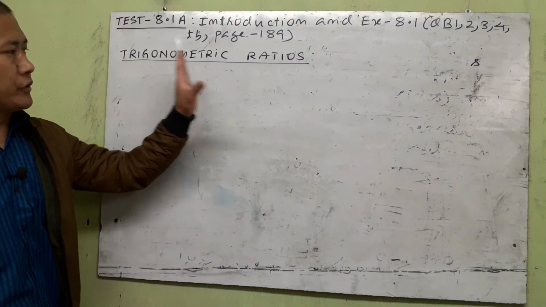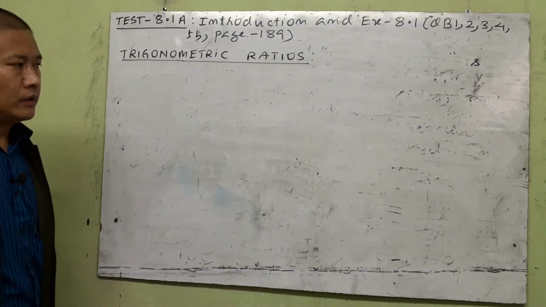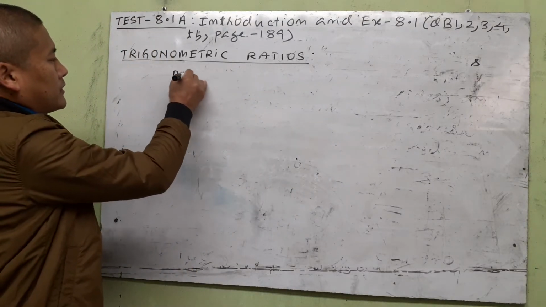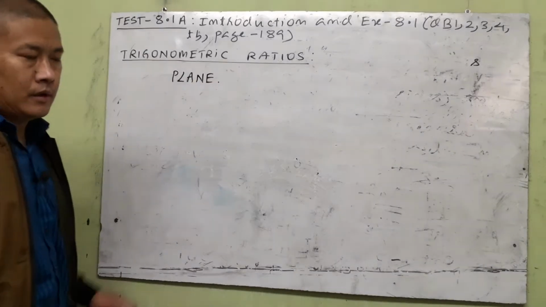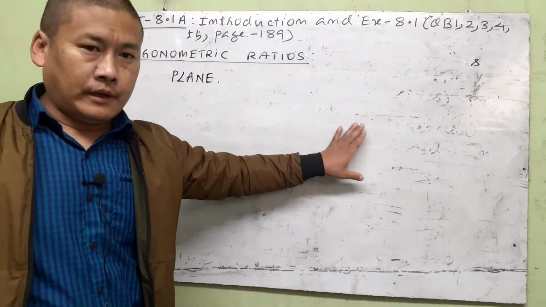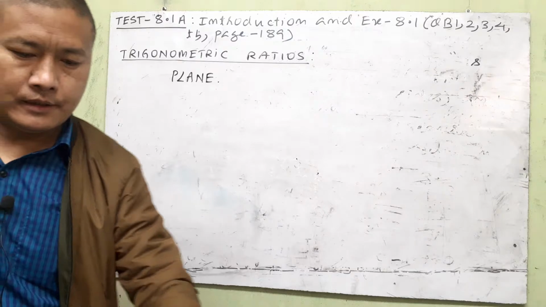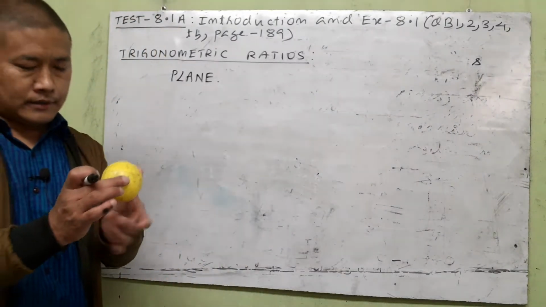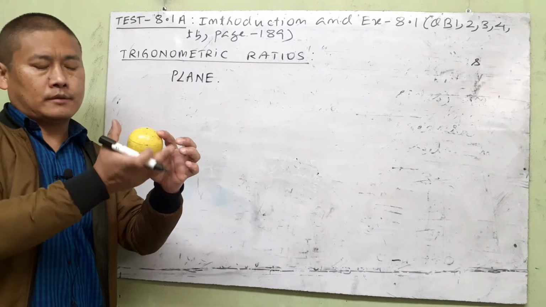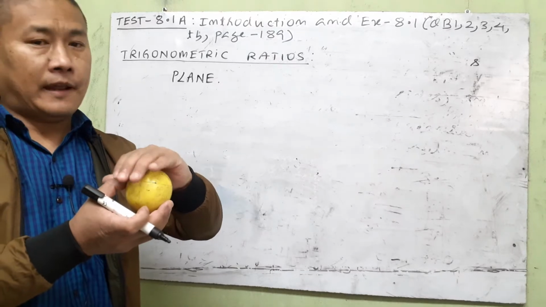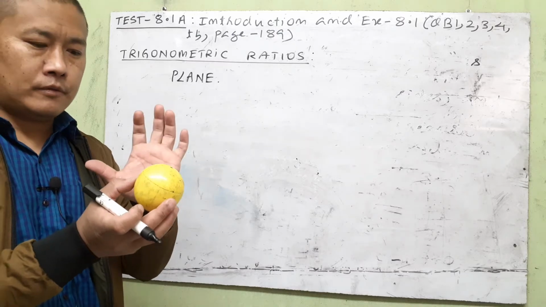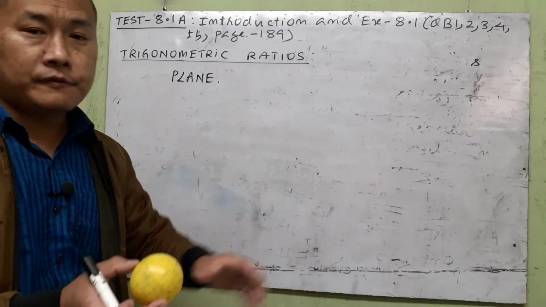Now, what do you mean by trigonometric ratios? In order to define this, let us take this flat surface. Any flat surface is called a plane, P-L-A-N-E. When we touch the surface of this whiteboard, it is flat, right? So that is a plane. Let us take an example of a surface which is not a plane. You can see this yellow ball. If you touch its surface, it is not flat, it is curved. So that is an example of what is not a plane. So a plane is any flat surface.